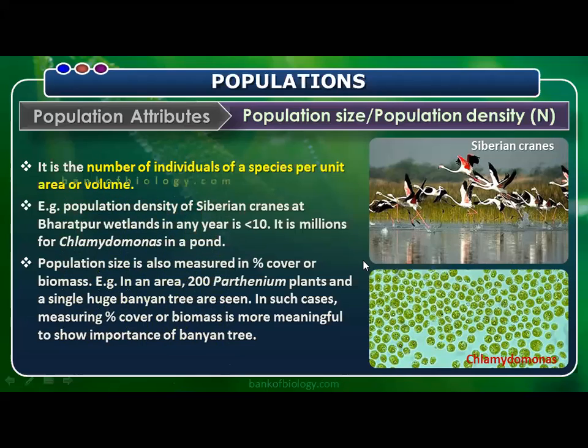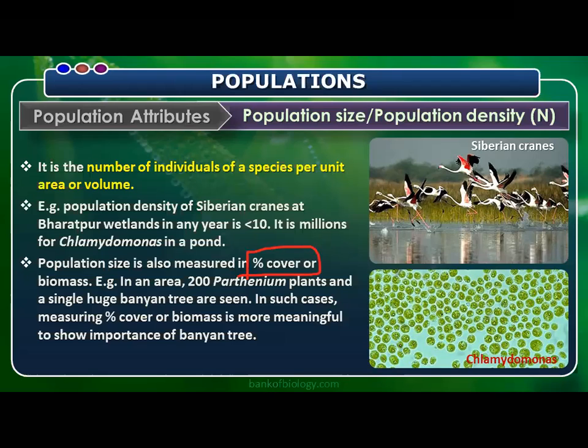Okay, before we go to that, let's talk in a general way. For example, in 1 acre area, 100 tigers are present. If that is called density, you can't find 100 tigers in 1 acre area. If in 1 acre area, 1,000 tigers are present, what can we say? That density is more, in a general way here. Okay, we are talking about tigers. Tigers means very few are present. Population size is also measured in percent cover or biomass.